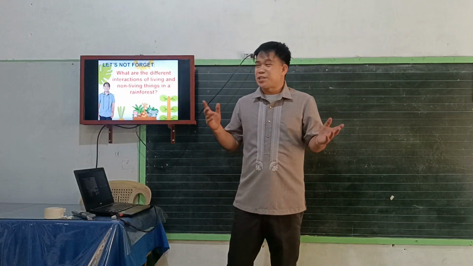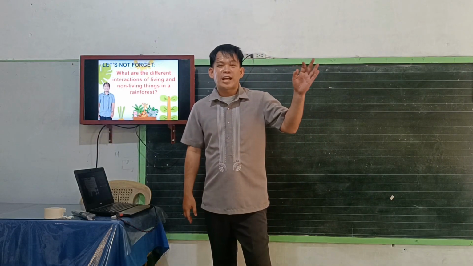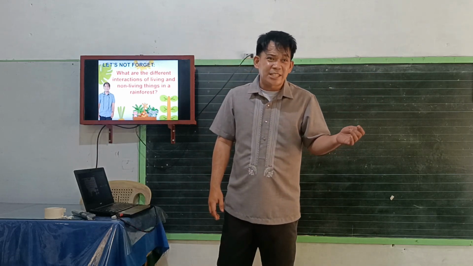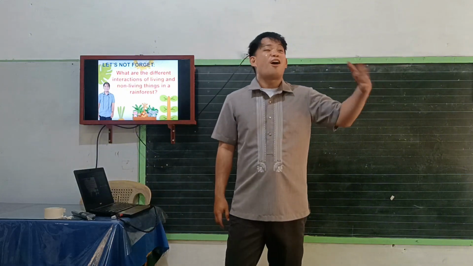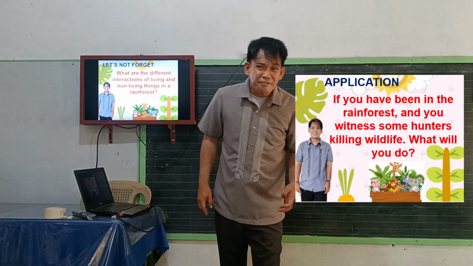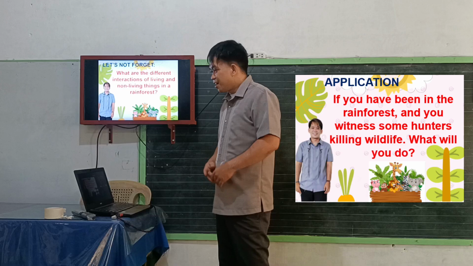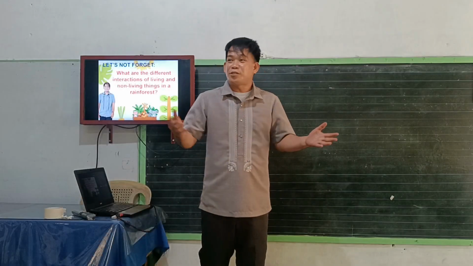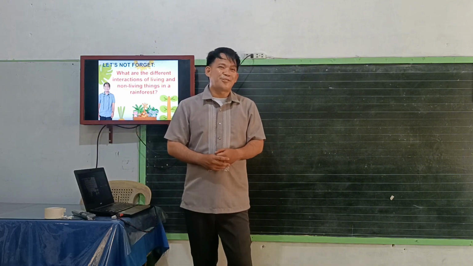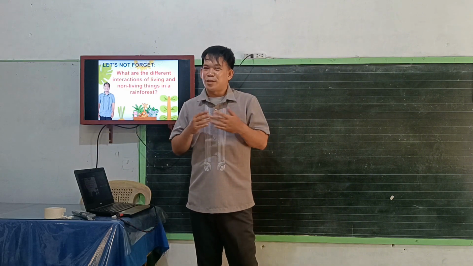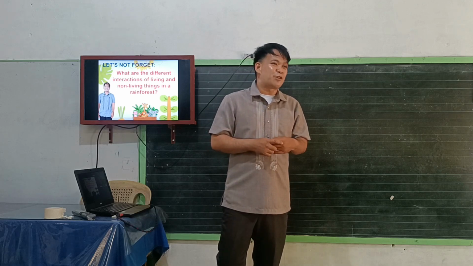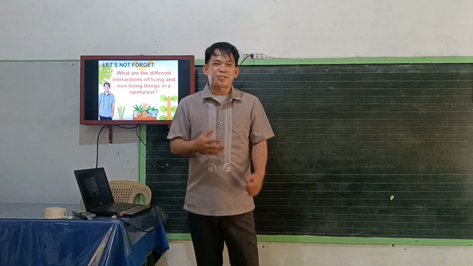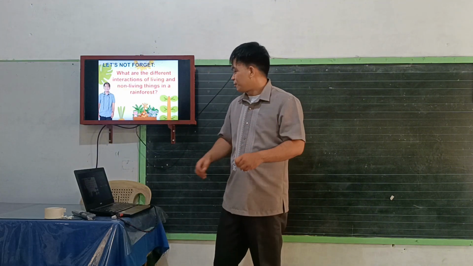Alright, class. Let us not forget. Class, who can tell me the different interactions of living things and non-living things in a tropical rainforest? All okay? Very good. That's correct. Do you have any more questions? None? Do you understand already our lesson? Very good. This time, I will be the one to give you some questions. Let us now have your short test. Please get your paper and let us answer these 5 questions.